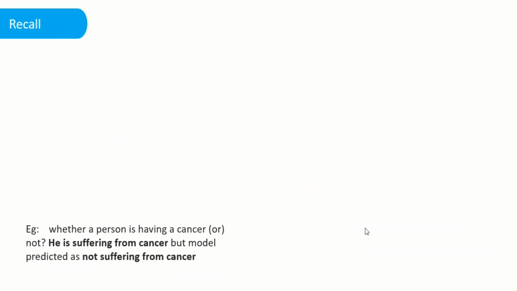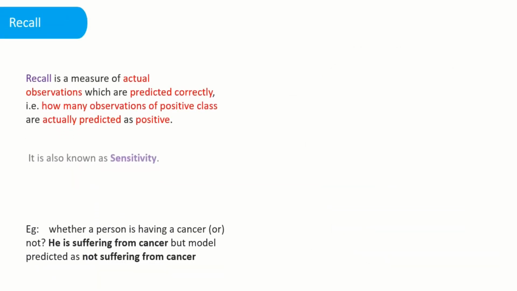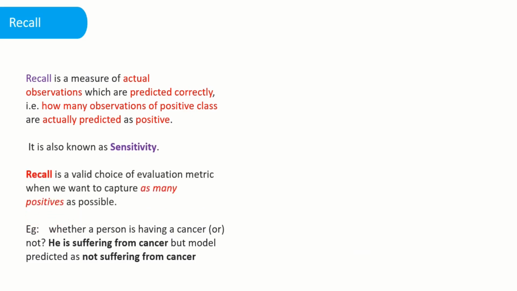Similarly, recall is a measure of actual observations which are predicted correctly. That is, how many observations of the positive class are actually predicted as positive. It is also known as sensitivity. And recall is a valid choice of evaluation metric when we want to capture as many positives as possible.